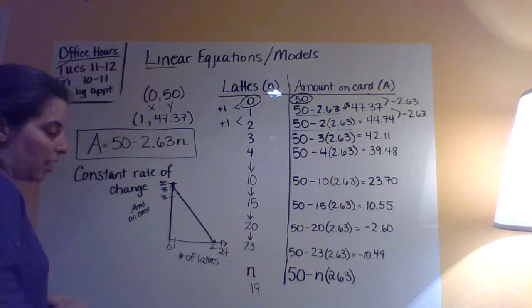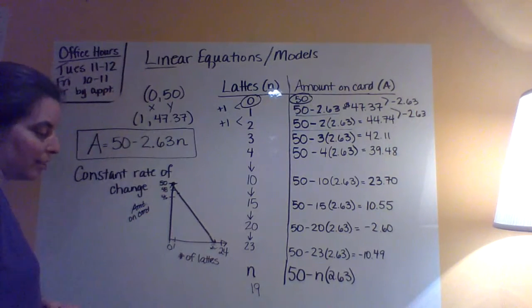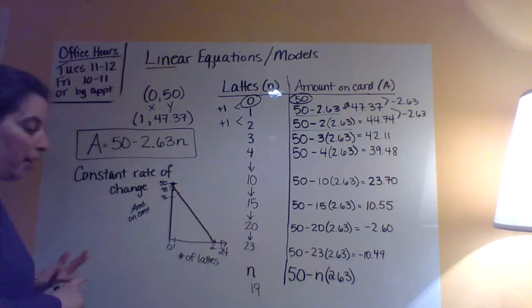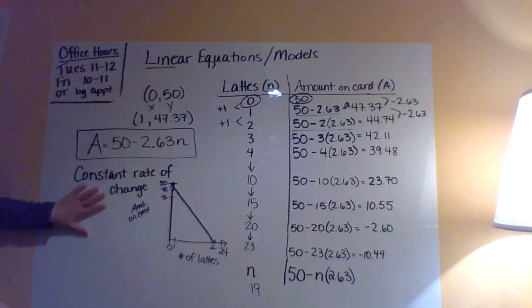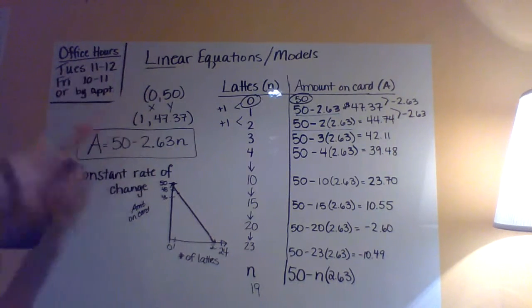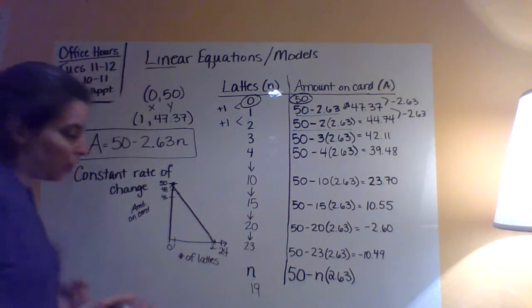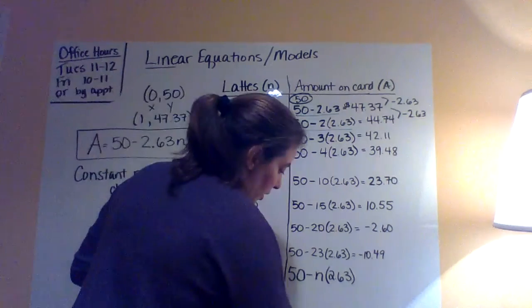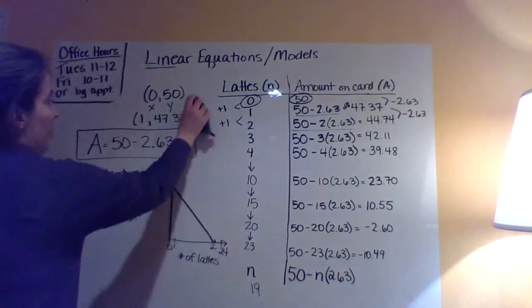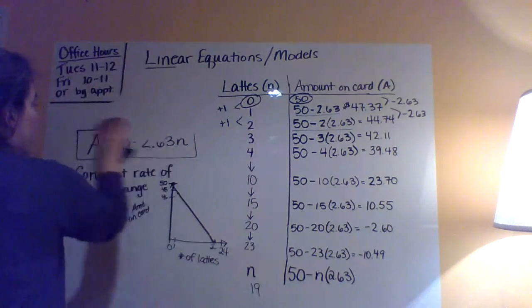So the last thing we're talking about is constant rate of change, slope, and our intercepts. So we said constant rate of change means that they change the same throughout all of the data. Okay, and another way we can talk about the rate of change is by the slope.